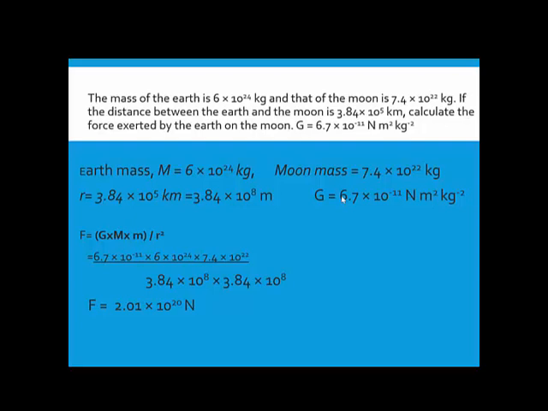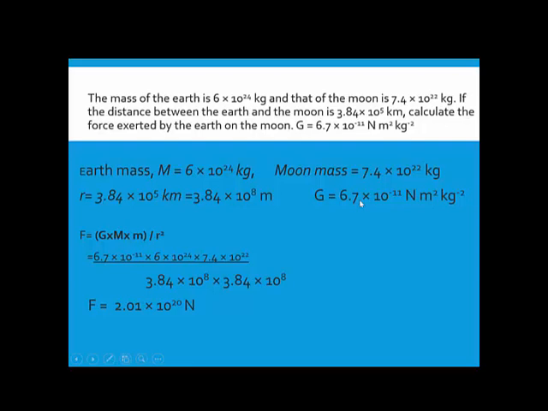I'm sure this is pretty easy for you. What all have you been given? You have been given the mass of the earth, which I have taken as capital M. You have been given the mass of the moon, which is 7.4 × 10^22. You already know the distance between the two objects, but that distance is given in kilometers, so it is important for you to convert it into meters. So this is how you convert. This is in meters. And G is given to you.